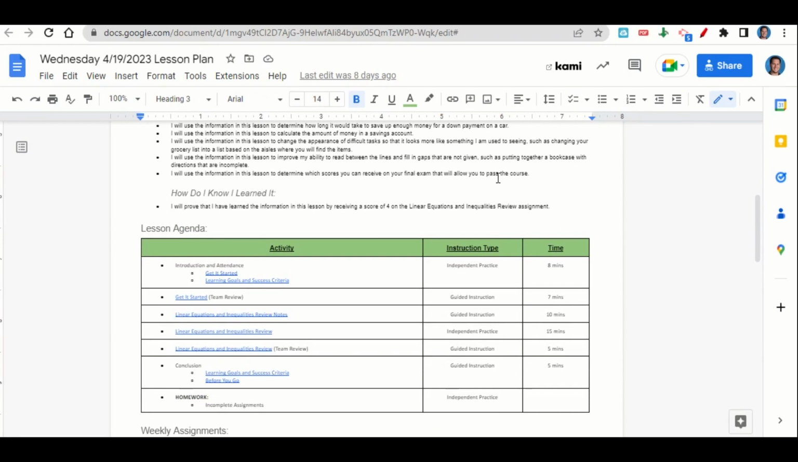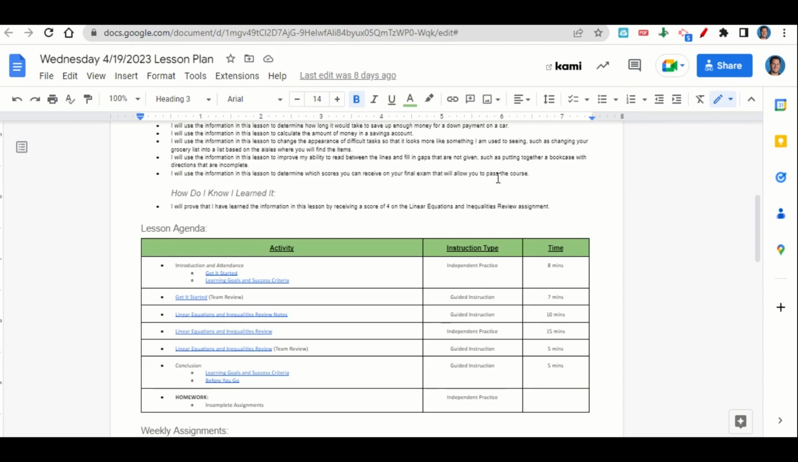While we do that, you'll fill out your Get It Started. Once you've completed your Get It Started, we'll go over it together and answer any questions that you may have. After that, we'll go over the Linear Equations and Inequalities Review Notes, and I'll give you time to complete the Linear Equations and Inequalities Review assignment. Once you've completed the assignment, we'll go over it together and answer any questions that you may have.